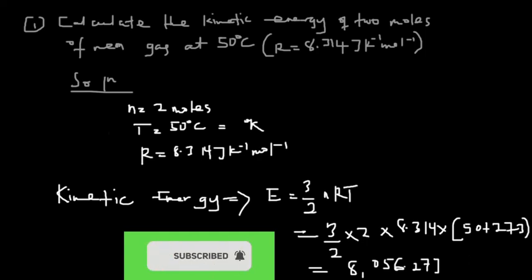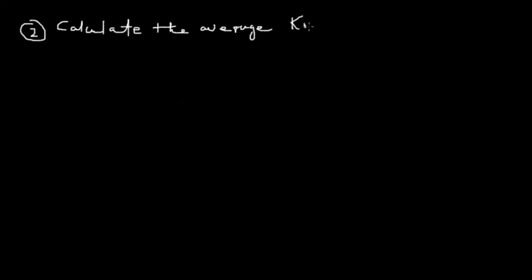Okay, so let's move on to another question. Let's say you've been given another question, maybe question 2, and you are told to calculate the average kinetic energy. The first question was for just kinetic energy. So the average kinetic energy of an oxygen molecule. This is where you have to know that you are using your Avogadro's constant.